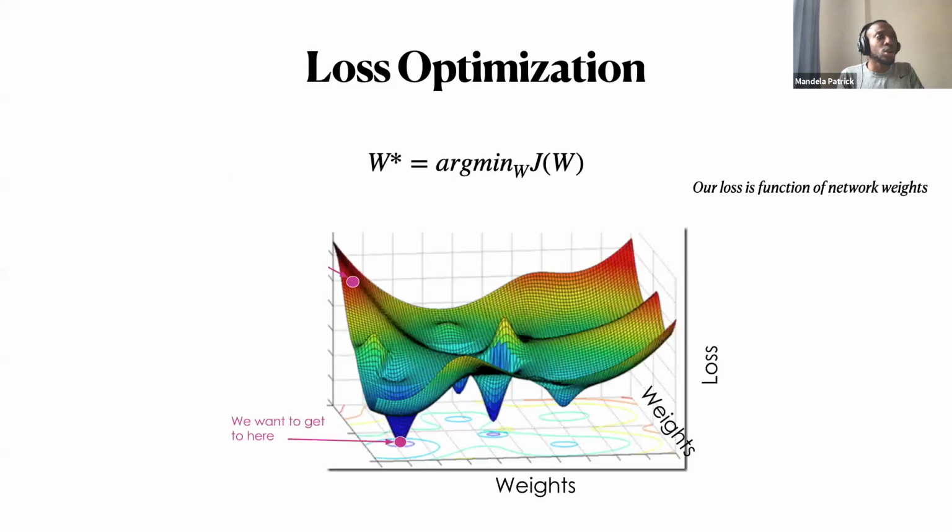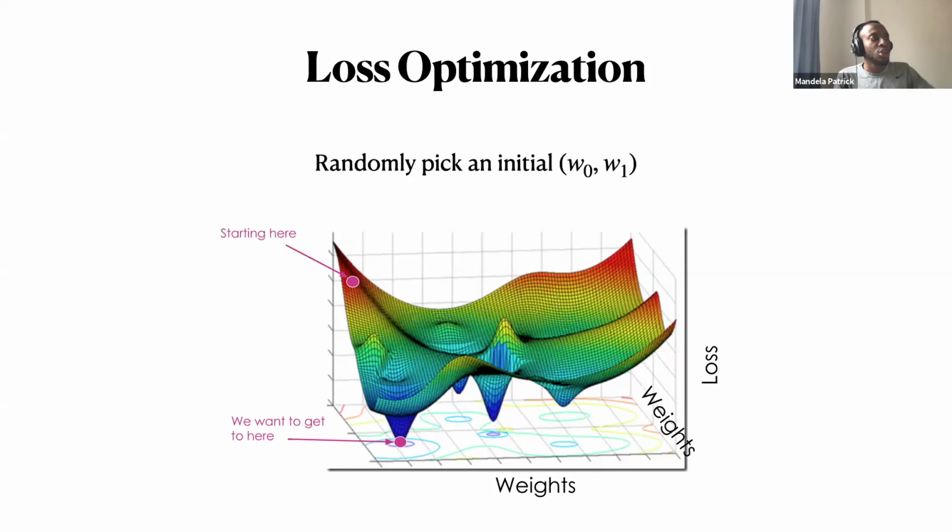And a loss function, you could think of it as this very complex thing, where essentially you have your weights on the bottom, and then on your z-axis, or your vertical axis, you have the value of the loss, and you want the lowest loss value. So you want to get here at the bottom, that's the lowest loss. But currently you are starting here. So how do you get to the bottom? What we do is randomly pick an initial starting point.